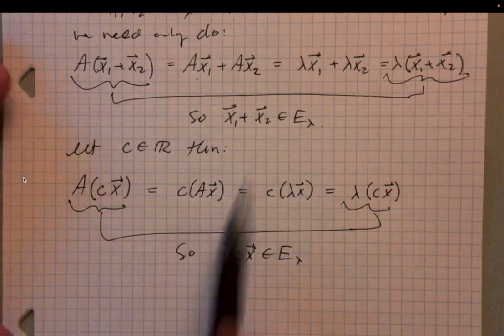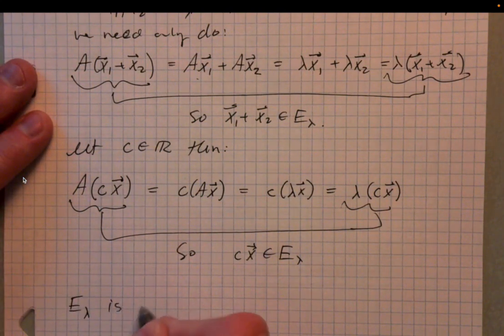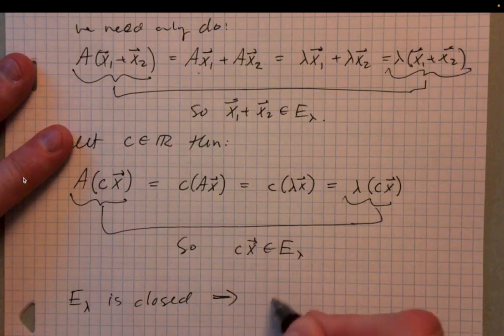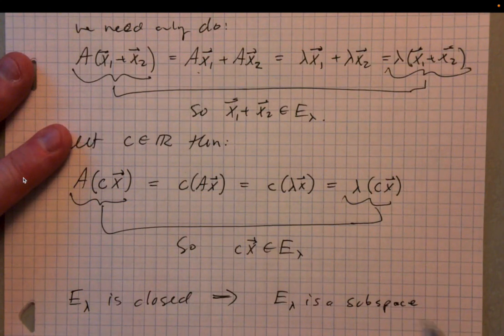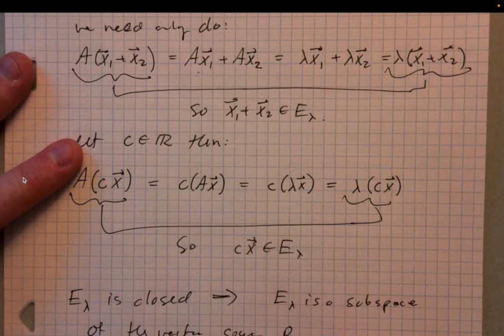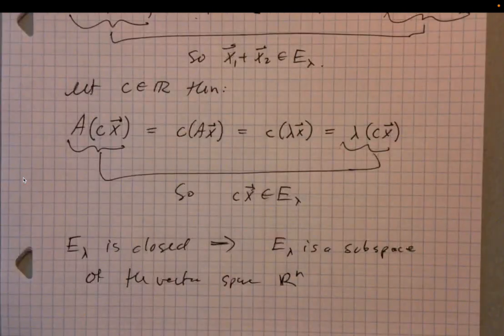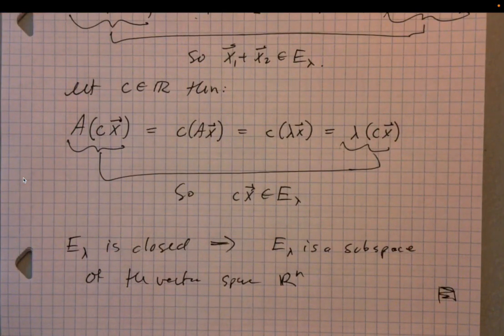Okay, and what does that mean? Well, we have closure. E lambda is closed, and that implies E lambda is a subspace of the vector space Rn. Okay, perfect. So a very simple kind of proof, just uses a straightforward definition of these things and does a good job of making clear what's going on and how the subspace works.